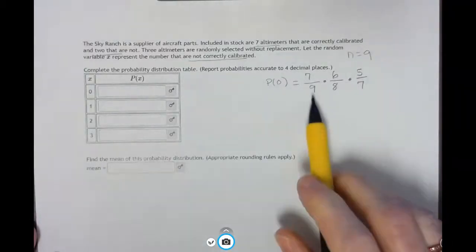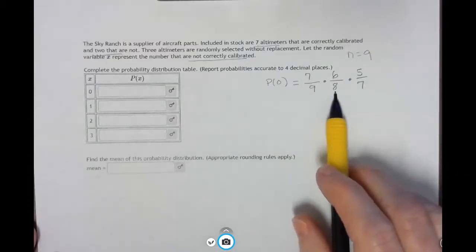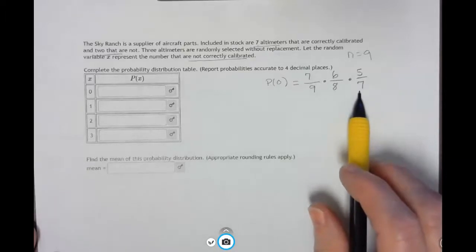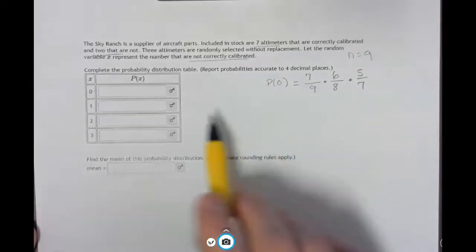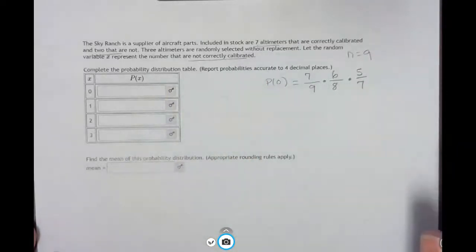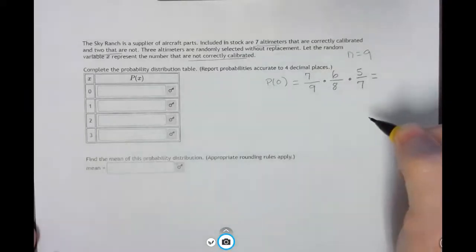Okay. So we got 7 out of 9 when we first draw, 6 out of 8 on the second draw, and then 5 out of 7 in the third draw. So again, we're drawing 3 without replacement, so we're not putting them back. Okay, so let's calculate this.